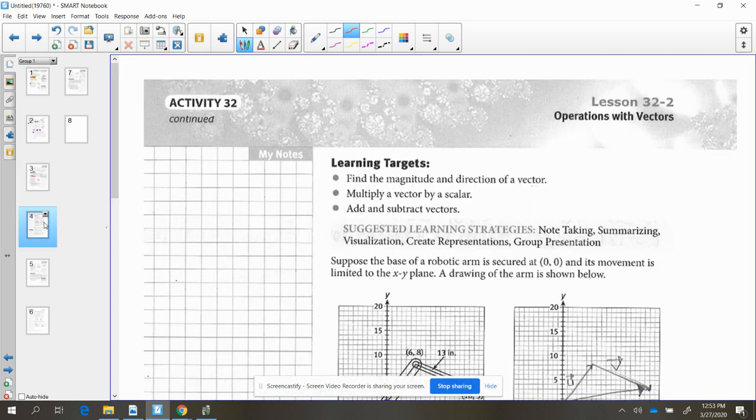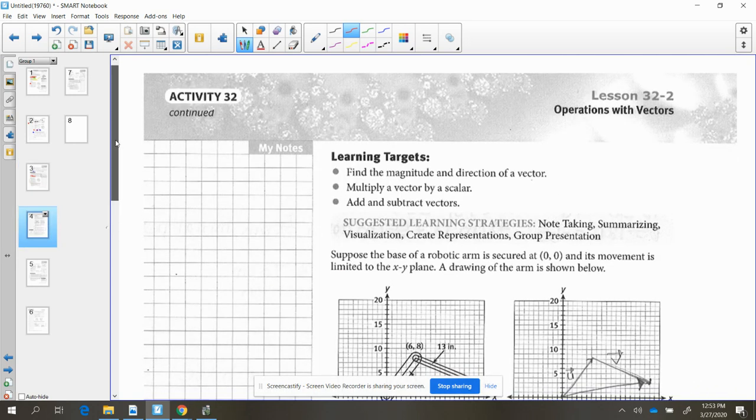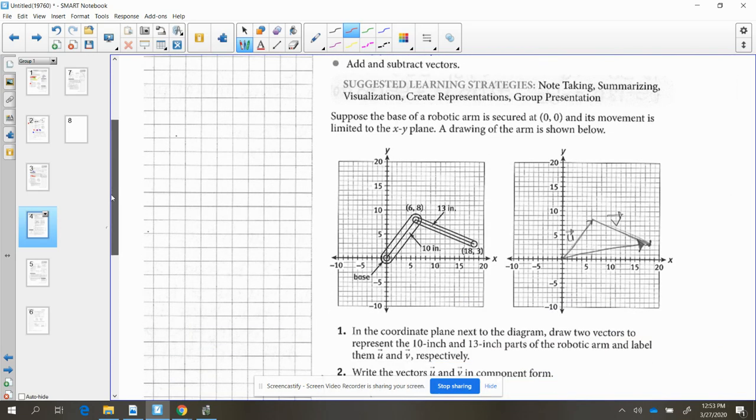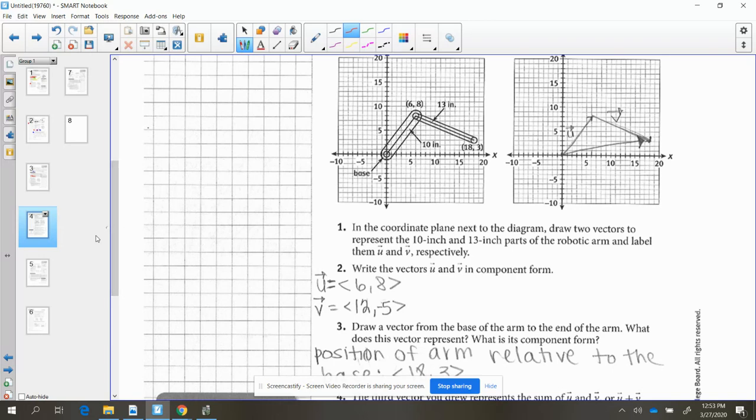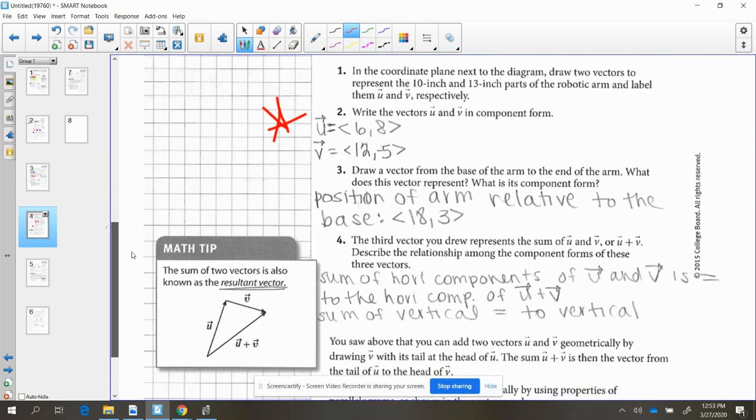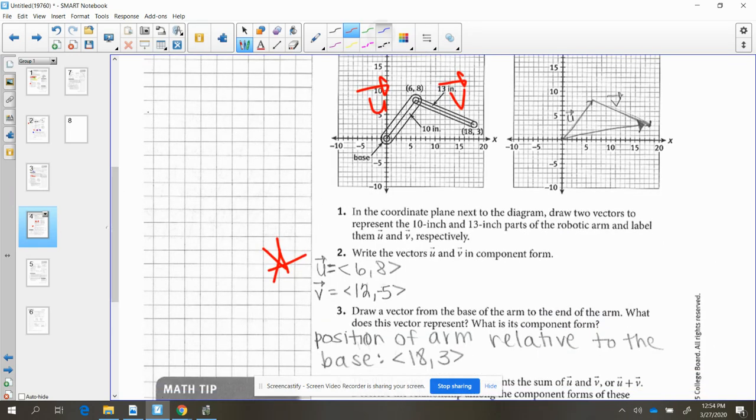Now we also talked about lesson 32 too, and that's starting to get into our different vector operations, including adding and subtracting. So using the picture here, we were able to talk about vector u in this picture and vector v in this picture, and we wrote down the component forms of those, how much they are moving. And then we talked about this distance between them, if we just went from tail to head, and this last piece here is vector u plus v.